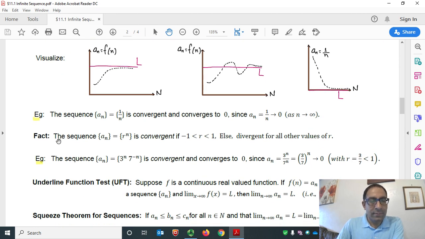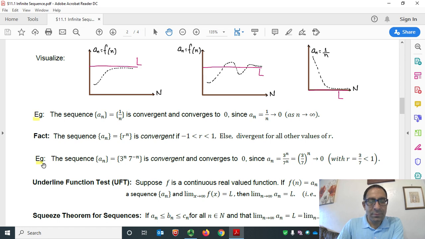Quick fact: the sequence r to the power n is convergent if r is between -1 and 1. That means if the absolute value of r is less than 1, else divergent for all other values of r.